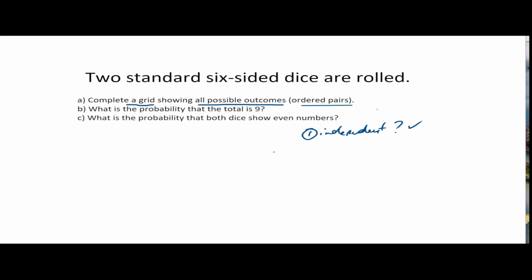How many sides does each dice have? Well, the total number of outcomes on the first dice, N1, is 6. And the total number of outcomes on dice 2 is also 6. They're all equally likely, so we're fine with that. So the total outcomes, the total sample space, is going to be N1 times N2, which is 6 times 6, 36. So there's going to be 36 possible outcomes.